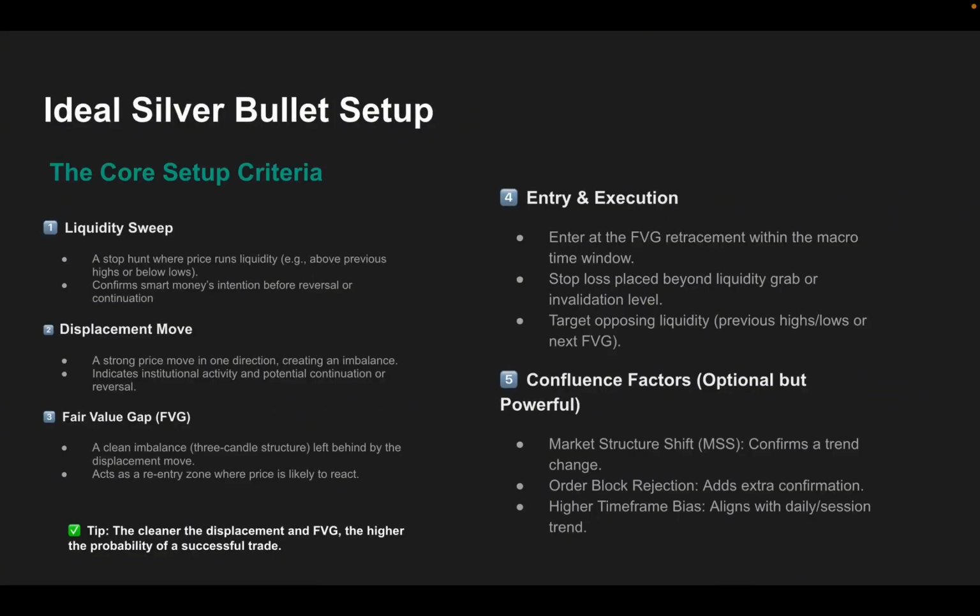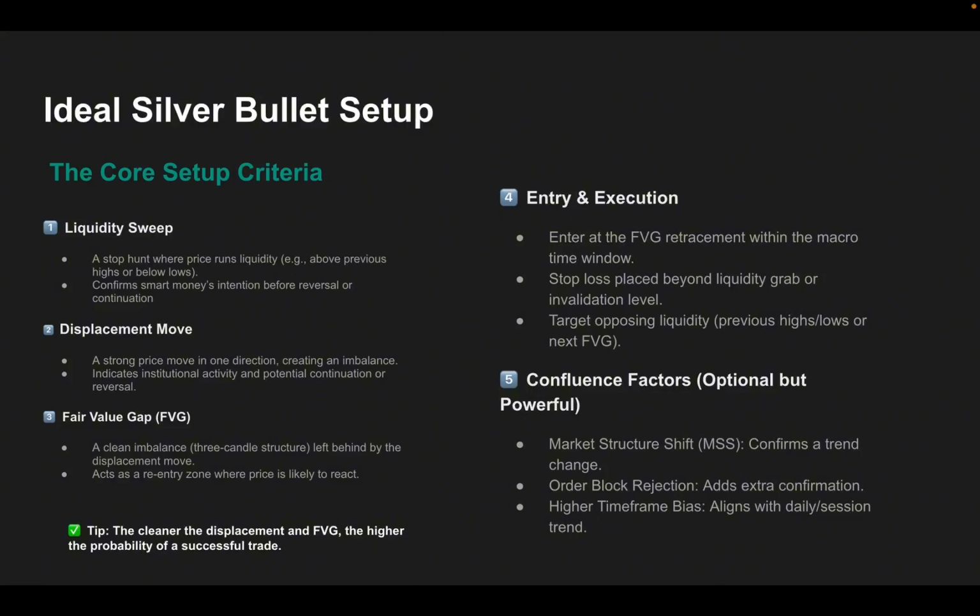So next slide. The ideal silver bullet setup, the core setup criteria. First of all, what we want to see inside the start of the macro is a stop hunt where price runs a swing high or swing low. After that, this confirms smart money's intention before reversal or continuation. So typically, before you see a big move, we're going to see some sort of liquidity sweep beforehand. Number two, we want to see a sharp displacement, indicating the institutions are in this trade, going short or long, whatever.